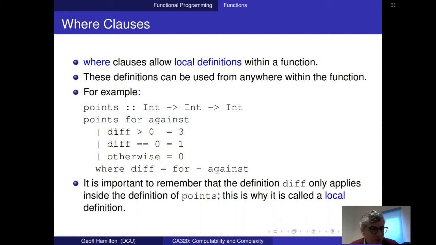But you say, I don't see any diff in here. There is no diff in the definition for against and so on, until I get to the last line, which says where diff is equal to for minus against. So if you take for and against, diff would be the subtraction of both of them, and if the subtraction is greater than 0, then output is 3, equal to 0, output is 1, and otherwise 0. It is important to remember that the definition diff only applies inside the definition of points. This is why it is called a local definition.